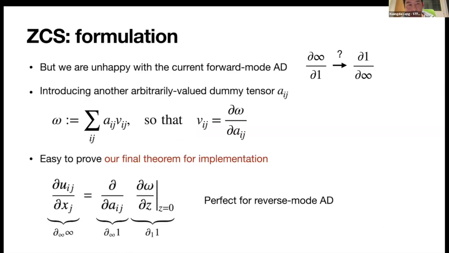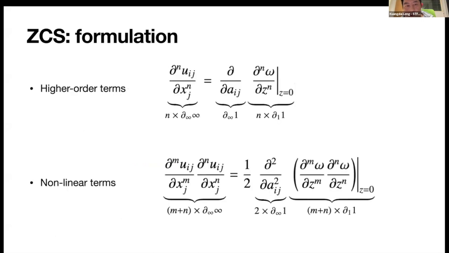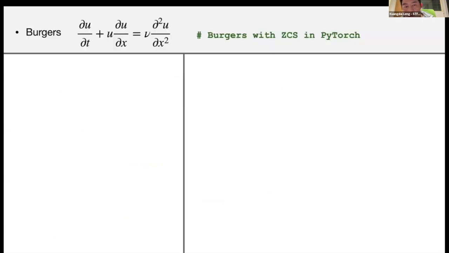So in the previous slide we turned the derivative from infinity to 1, and now we want to flip it, from 1 to infinity. How do we do that? We introduce an arbitrarily valued dummy tensor Aij. Aij can be any value, and we contract it with our network output. Finally, we factorize the wanted derivative, which is infinity to infinity, into two parts. First, we compute a scalar to scalar derivative, which is 1 to 1. This gives us another scalar, and taking that scalar as root, we get 1 to infinity. We have some other properties, and I will skip them.